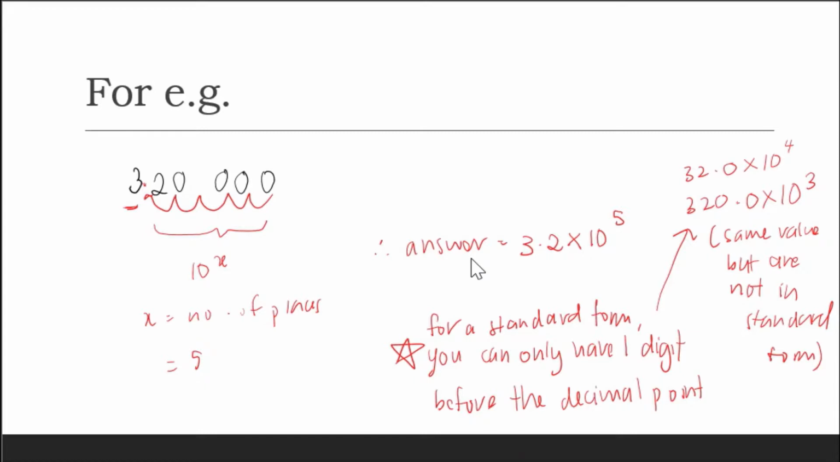So for a standard form, you can only have one digit before the decimal point, and it has to be 1 to 10, not 0. So 0.32 times 10 power of 6 is not the standard form, and 32.0 times 10 power of 4 or 320 times 10 power of 3, they are all not standard form. They have the same value, but they are not in standard form. The only standard form for 320,000 is 3.2 times 10 power of 5. So again, you can only have one digit before the decimal point, and it cannot be 0. It has to be a digit from 1 to 10. I mean from 1 to 9.